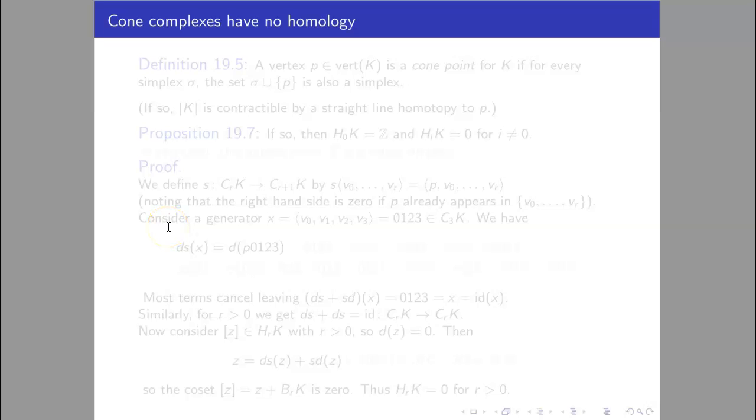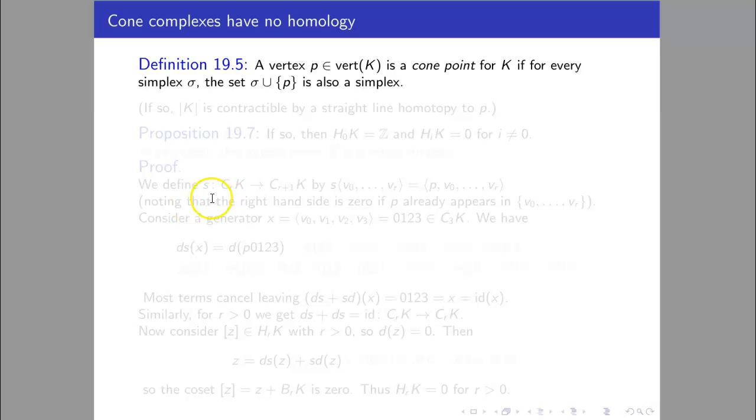Okay, so in this video we're going to explain the fact that cone complexes have no homology. So what do we mean here by a cone complex? It's like this. A cone complex is a simplicial complex K that has a cone point. A cone point is a vertex p of the complex with the property that for every simplex sigma, if we take sigma and add in the p as well, then that's still a simplex.